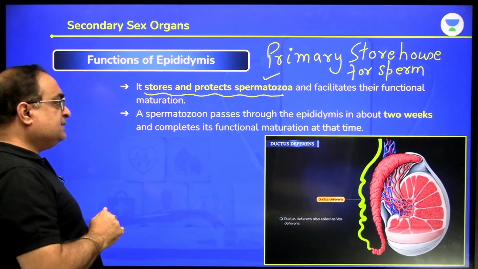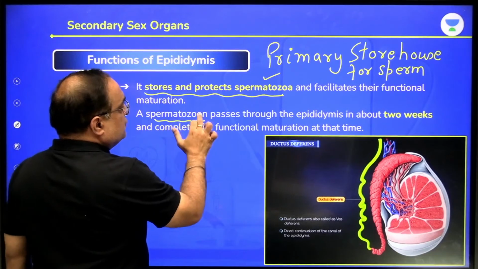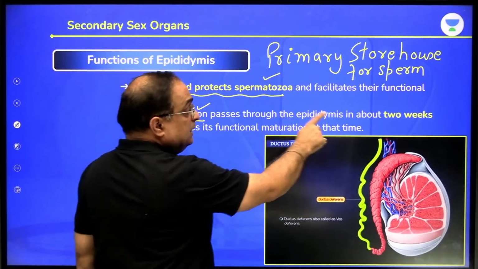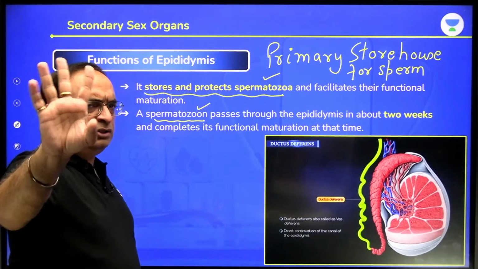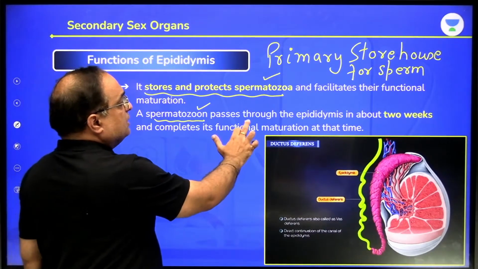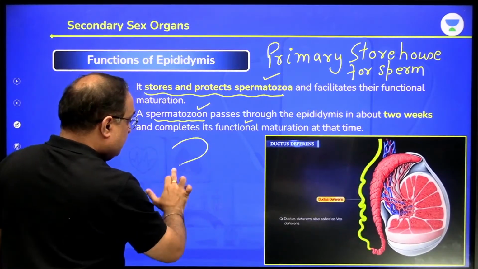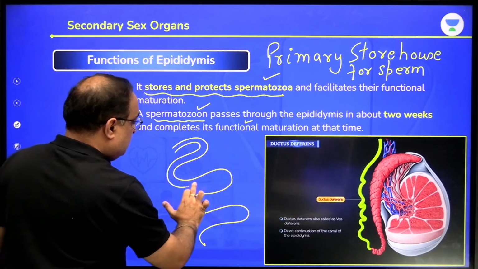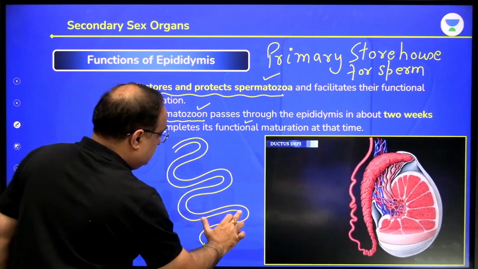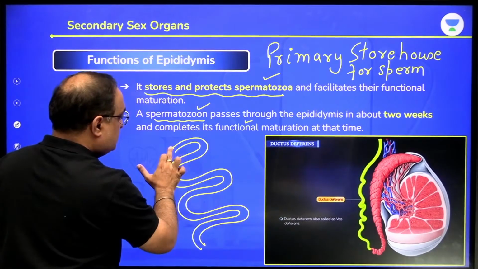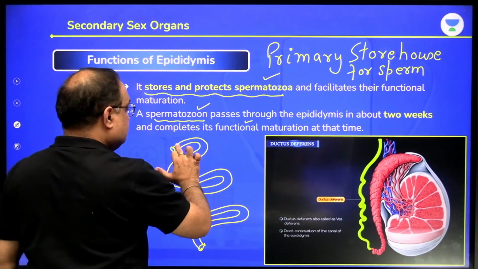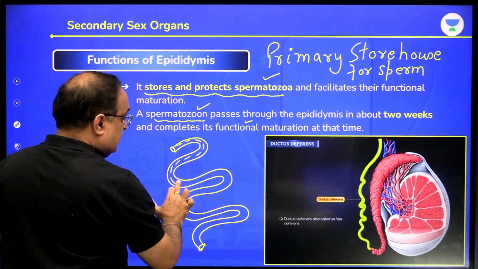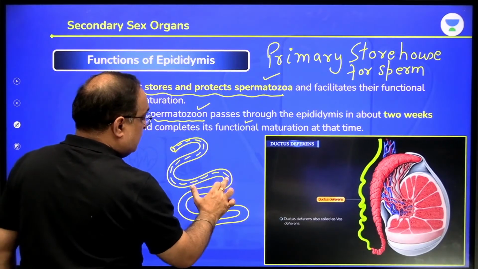Next function. See, a spermatozoon, spermatozoon means one sperm, a single sperm is called a spermatozoon, passes through the epididymis in about 2 weeks. Nearly 14 days, 2 weeks it takes. It completes the functional maturation. I told you, epididymis is a highly convoluted, highly folded tubule, and sperms take nearly 2 weeks to cross this tubule. When the sperms are passing through the epididymis, they acquire motility as well as maturity.